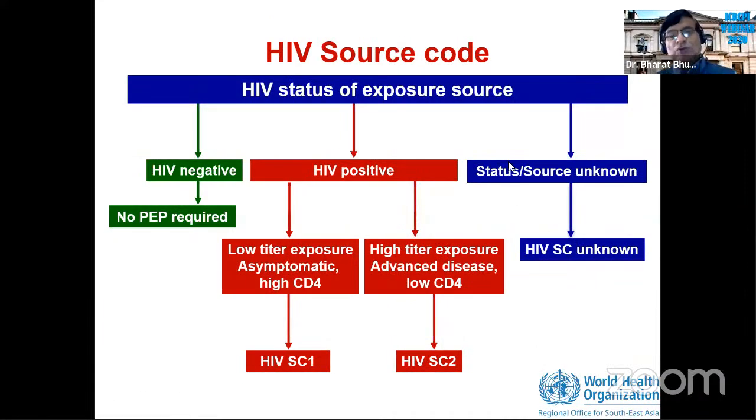Similarly, we assess the source from where the needle stick injury has occurred. It may not be possible every time. You may not know which patient it occurred from. It may be in the laboratory where a large number of blood samples are there. If we know the source is negative, which is very unlikely, PEP is not required. The most likely situation is that the source is unknown. We categorize this as status code unknown. If a person is positive, asymptomatic, and the CD4 count is high, if we know, then it is status code 1, otherwise it is status code 2.